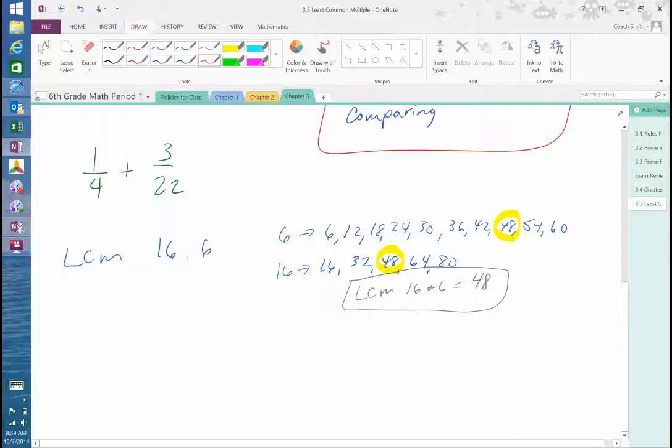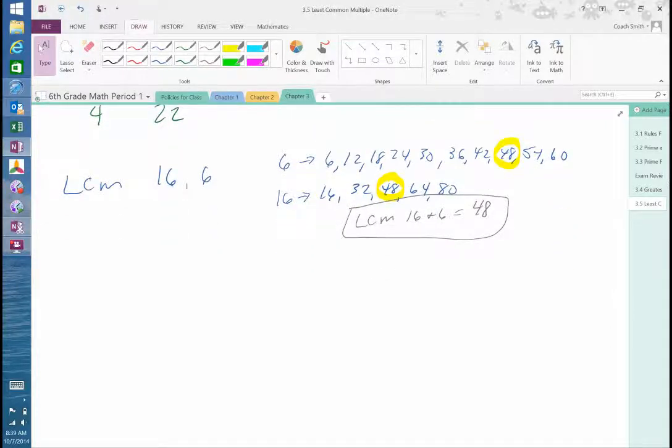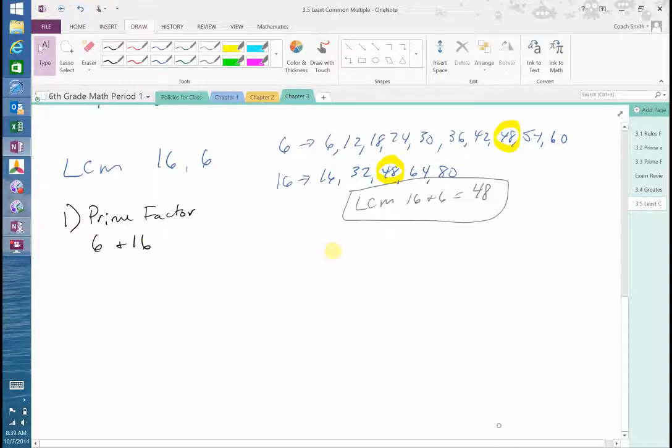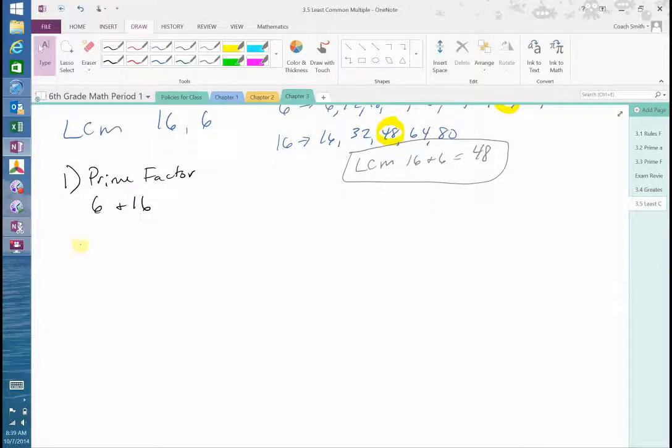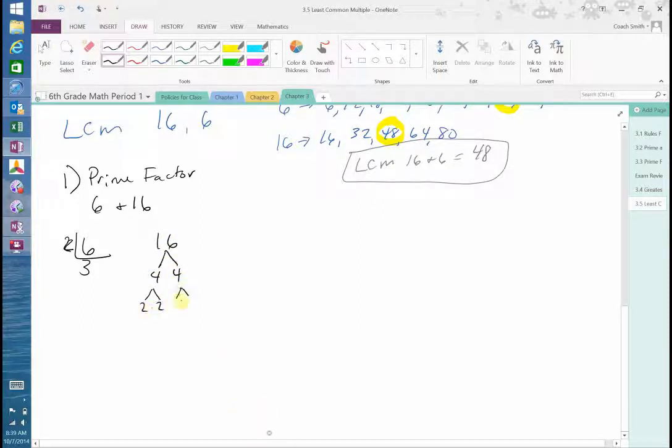Now, I'm going to show you the shortcut way, because eventually, and not necessarily in this 6th grade year, but in 7th grade, you're going to have LCMs that are up into the 200s, 300s, 400s. Obviously if we were going to count by 6s into the 200s, 300s, or 400s, that would take us a while. So there's got to be a shortcut, and the shortcut is to use prime factorization. I'm going to take both numbers, 6 and 16, and prime factor them. If I prime factor 6, that's 2 times 3. If I prime factor 16, that's 2 times 2 times 2 times 2.